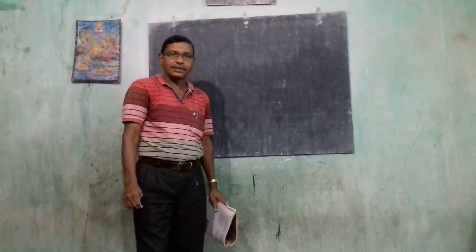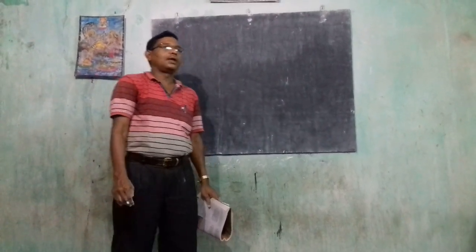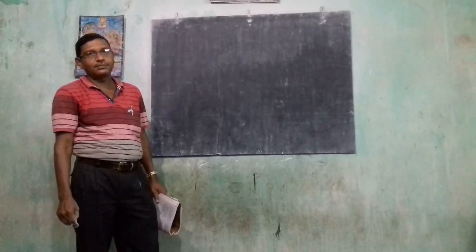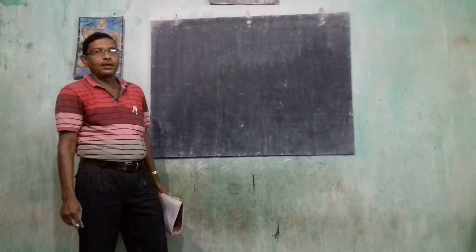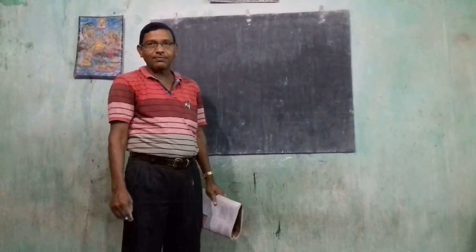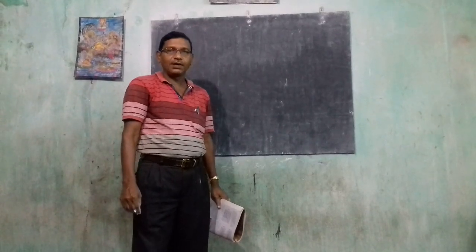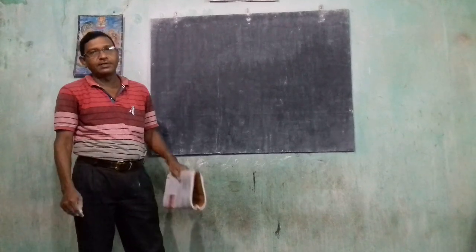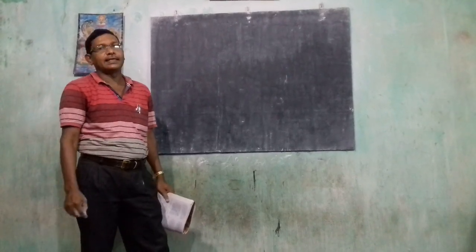Welcome to your science class. Now we study the graphical representation of motion. Last class we studied the distance-time graph and velocity-time graph. Now we also study the velocity-time graph when the object has uniform acceleration.